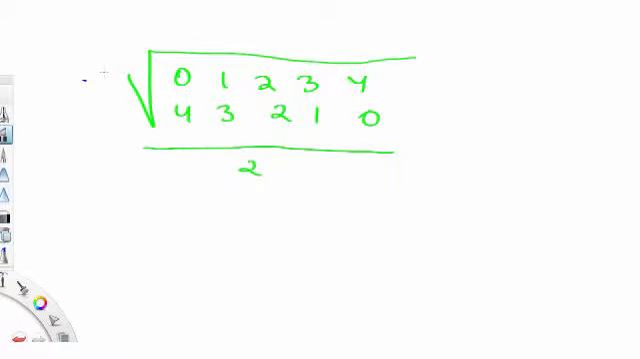So what I basically did here is I put a big square root sign, and then for the first line I start from 0 up to 4, so it's going to be 0, 1, 2, 3, 4. And then for the second line I start from 4 and go backward, so it's going to be 4, 3, 2, 1, 0, and all of this divided by 2.